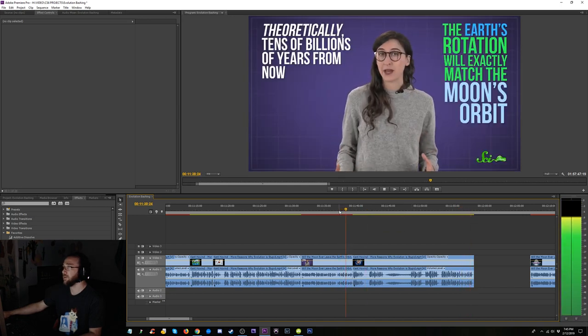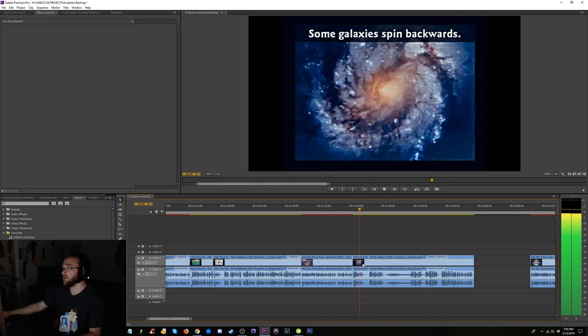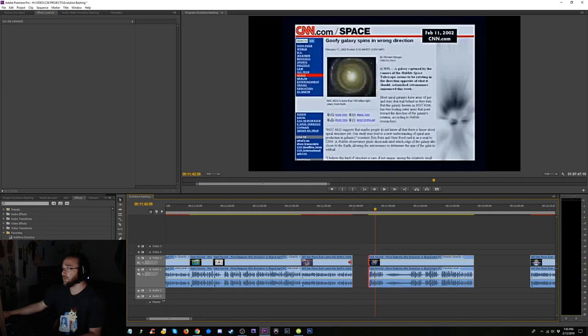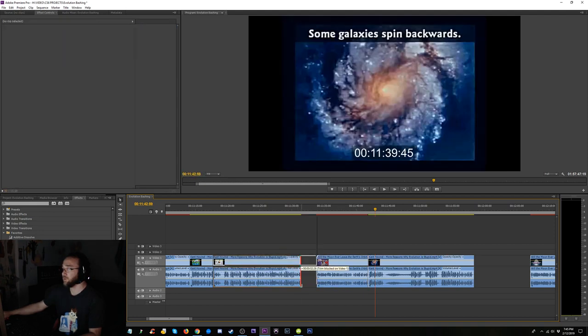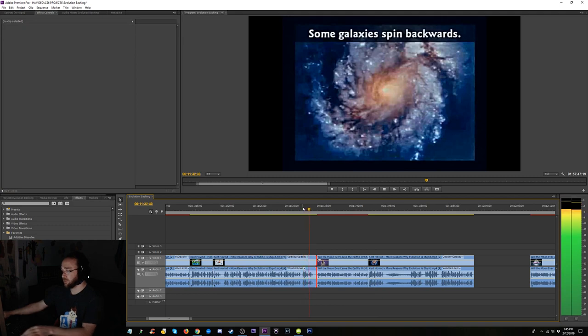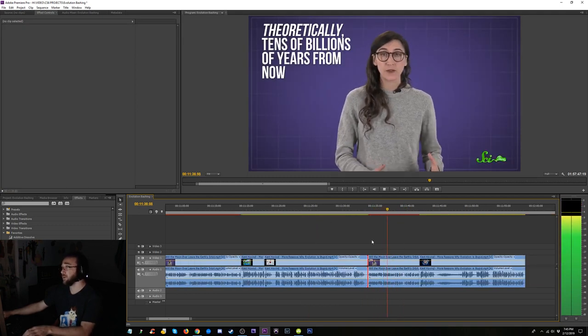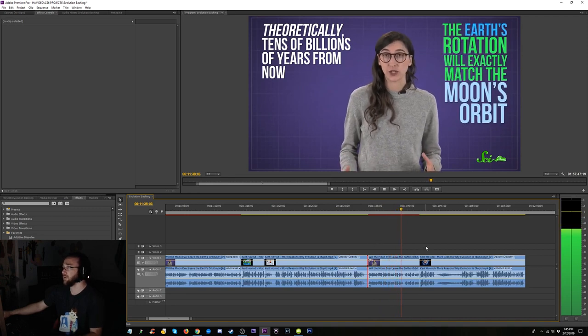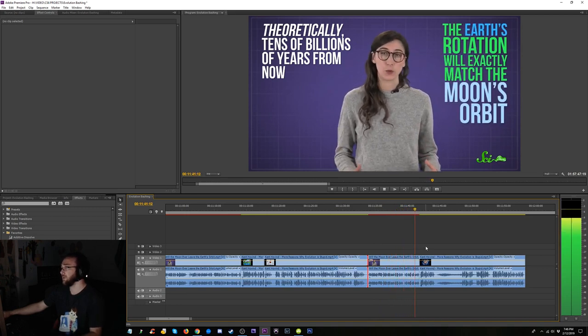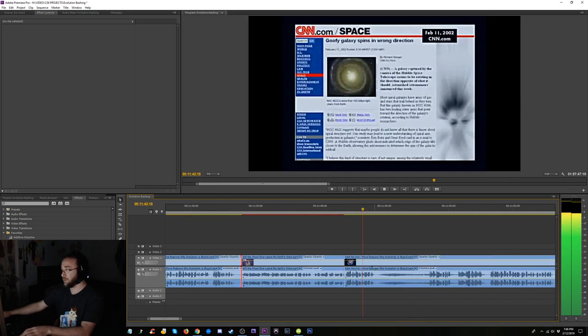Slow to exactly match the moon's orbit. Some whole galaxies are spinning backwards. CNN, goofy galaxies. Let's move this over. Whoops, pull this out. Some whole galaxies are spinning backwards. Tens of billions of years from now, this tug of war between the Earth and Moon would cause the Earth's rotation to slow to exactly match the Moon's orbit. CNN, goofy galaxy spins wrong direction.